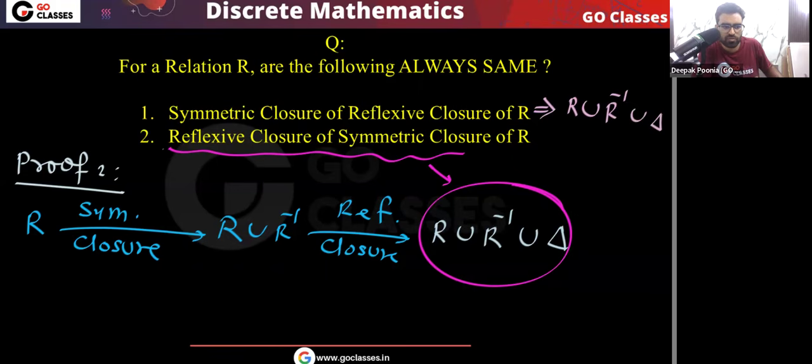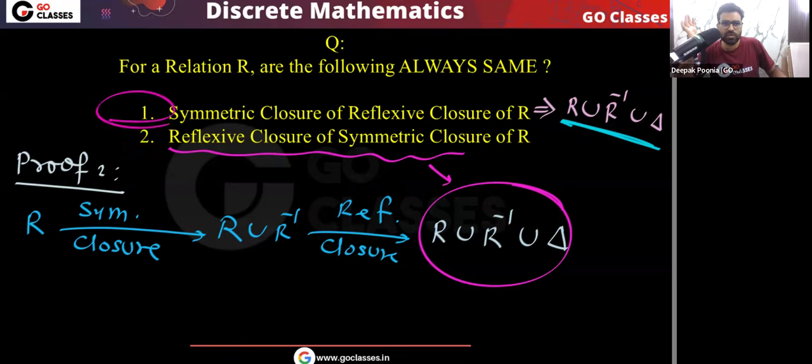So which proof did you like more, the first proof or the second proof? Both are interesting. The first one was intuitive. We were using our intuition that reflexive closure and symmetric closure do not interfere with each other. We were using graph representation and matrix representation. That was our proof number one. In proof number two, we are actually using the equations, or I can say the concepts. So, did you understand both proofs?